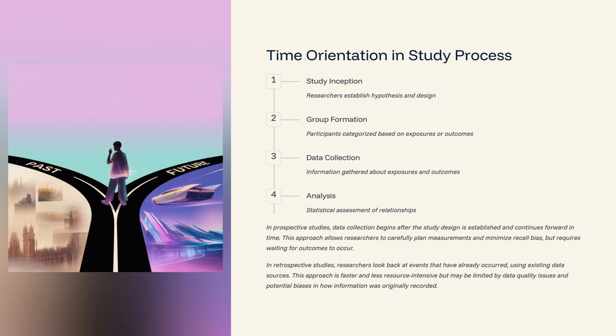So what is the actual study process for time orientation? And this one's pretty straightforward because it's prospective or retrospective, right? So the study's created, the researchers establish a hypothesis and design, and then they form their groups. Are they forming their groups and then following them ahead in time? Or are they forming their groups and looking at data that's already there? Again, prospective means they're following them forward and they don't know what the outcomes will be. Versus retrospective means they're looking at data that already exists, forming groups, and then looking at the outcomes between those groups that already exist.